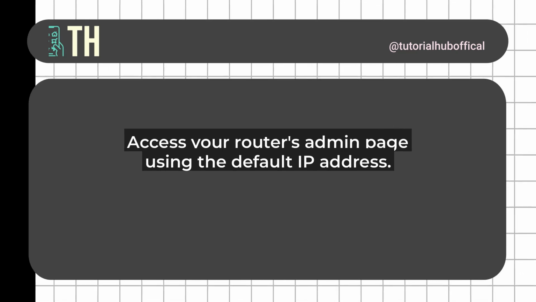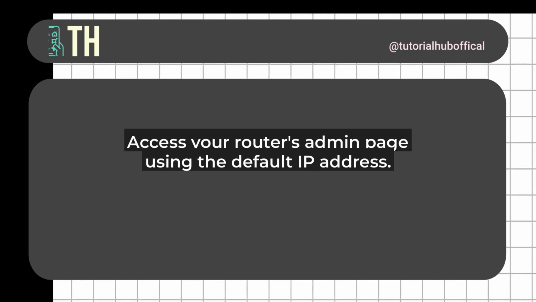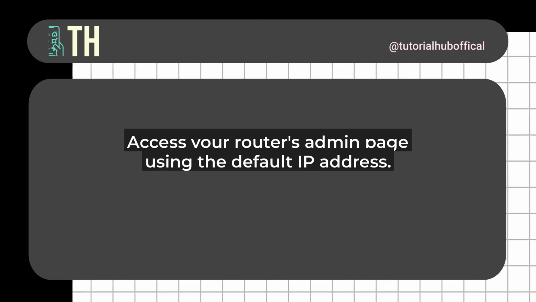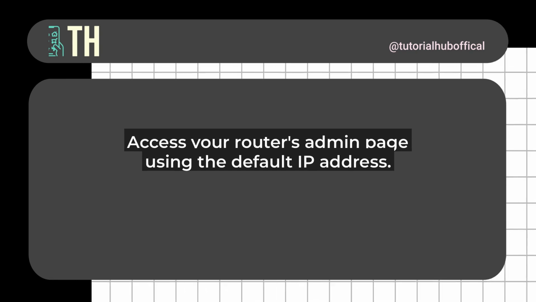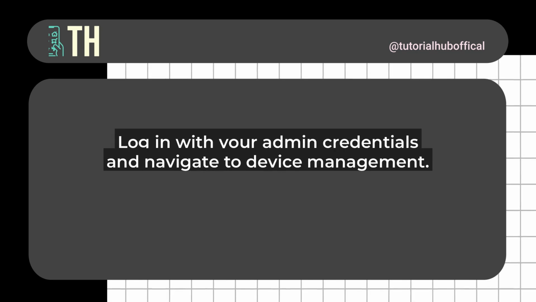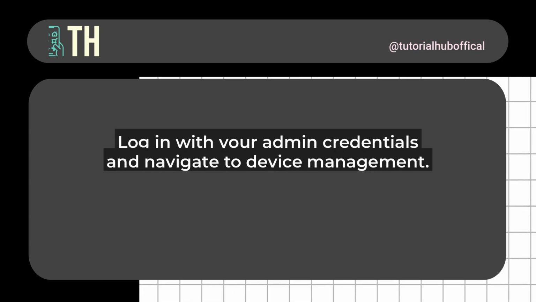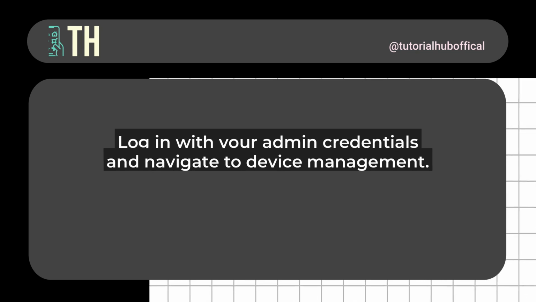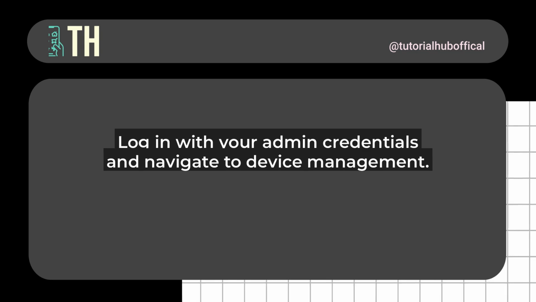First things first, let's get into the basics. Start by accessing your router's admin page. Open your web browser and type in the default IP address, usually 192.168.1.1 or 192.168.0.1. You'll need your admin username and password. Don't worry, it's often admin and password by default, but change it for security.